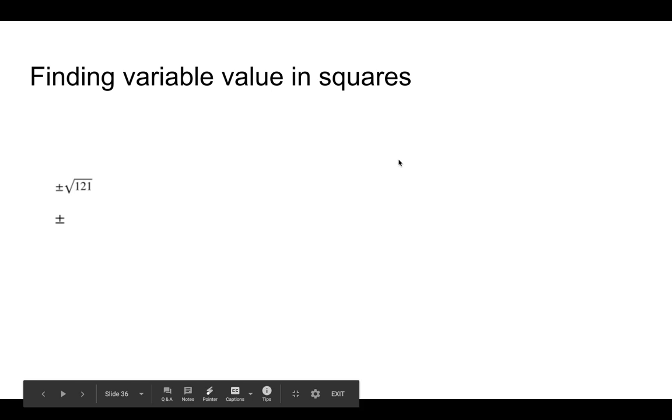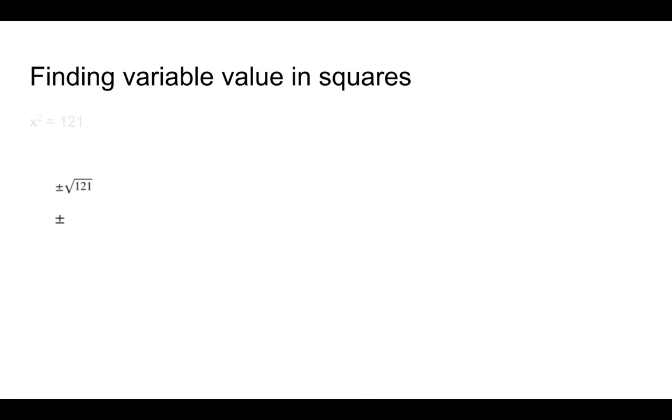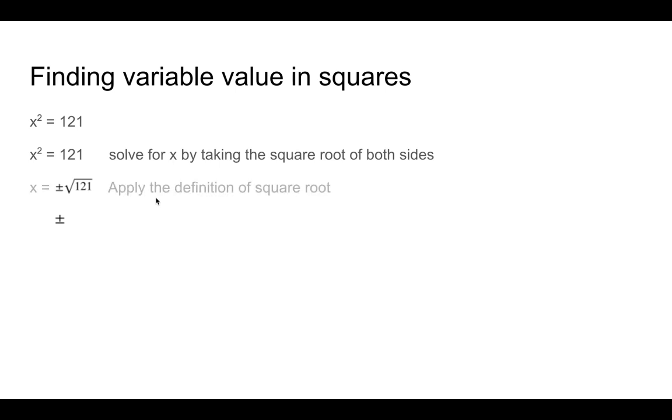Here are some examples of how to find the variable value within squares. Our initial problem is x squared equals 121. We think about this as needing to solve for x by taking the square root of both sides, because the opposite of squaring is taking the square root. So we apply the definition, the square root.